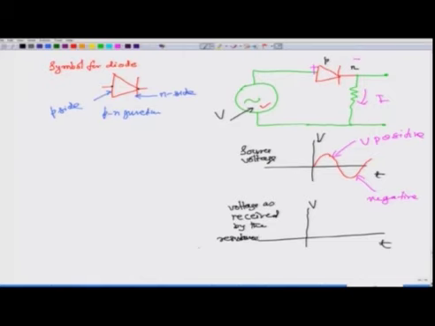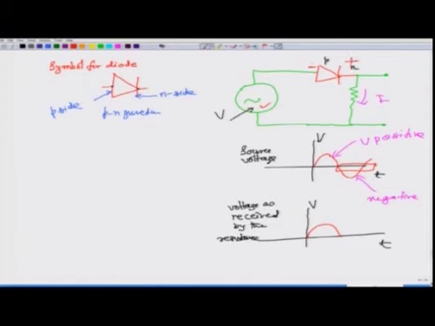Okay. So, in the positive cycle, when V is positive, the diode offers no resistance, and what you have is a voltage which is just the previous one, this one. What happens when you have the negative cycle? What happens when your time is here? The voltage becomes negative. So, this plus becomes minus here, and this minus becomes plus here.